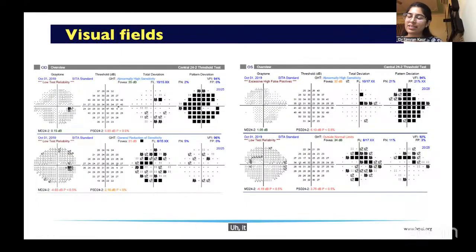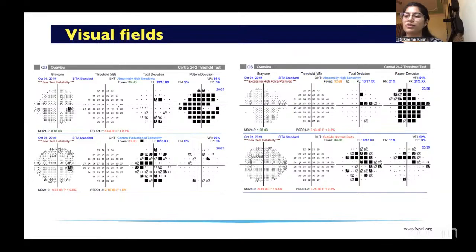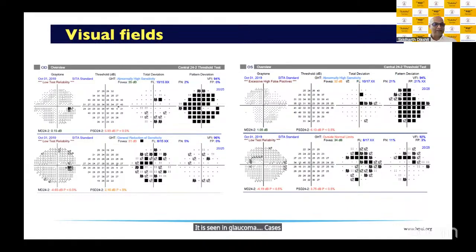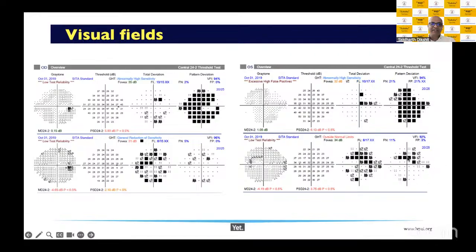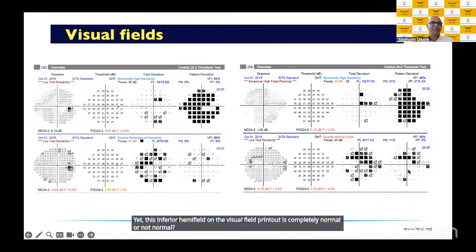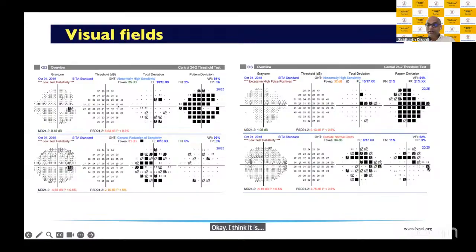It is correlating with what we saw. Is it completely normal? Yes or no? It is seen in glaucoma cases. I'm asking you yes or no. Normal as in normal in the patients or in some... This inferior hemifield on the visual field printout, is it completely normal or not normal? I think it is. You skipped these points, right?